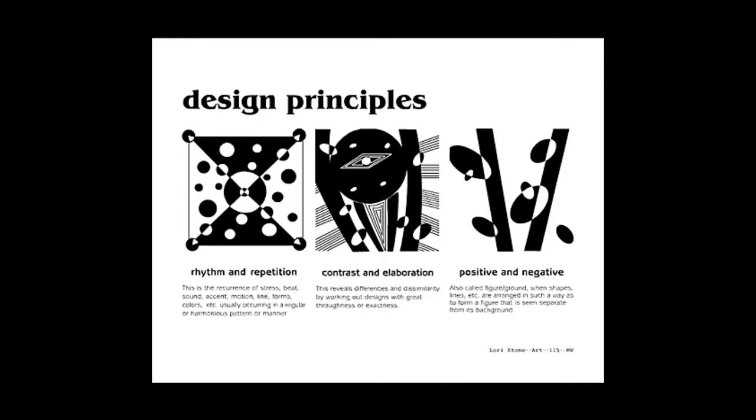So we have radial on the left. Kind of started getting its symmetry in the middle, but not quite there, right? And then asymmetrical on the right.